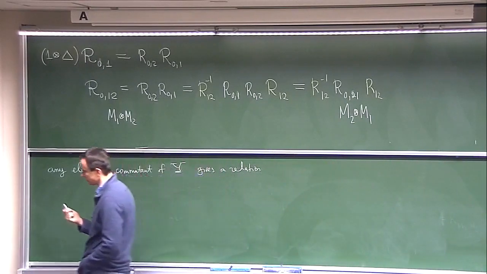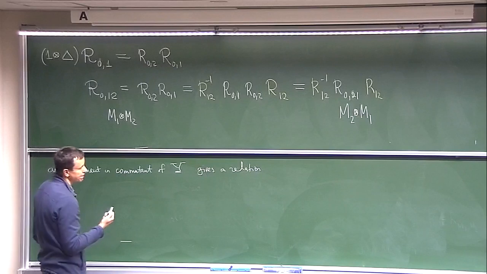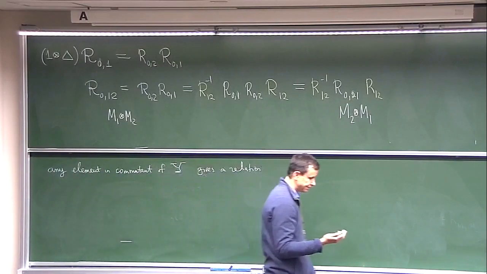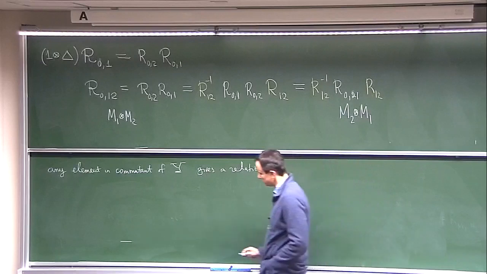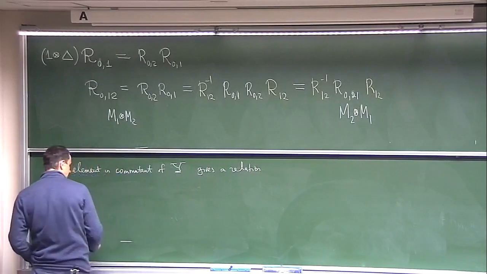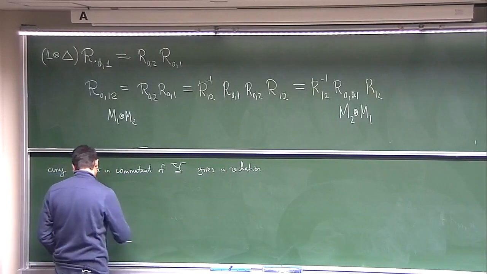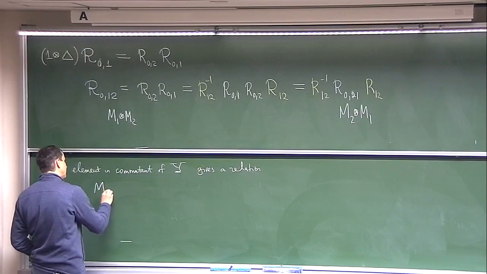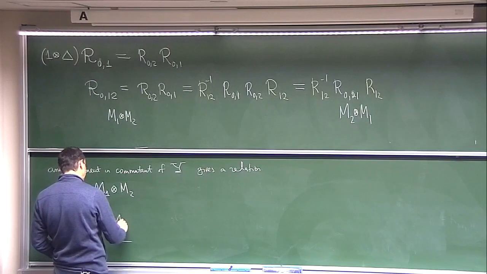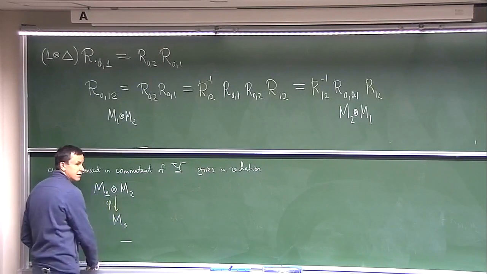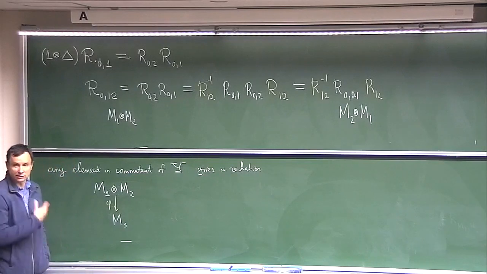suppose I have some operator. Suppose I have a non-zero intertwiner between some relation. So suppose I have some map, we call it M1, just for the sake of the argument, going to some M3, some M5, which is an intertwiner.